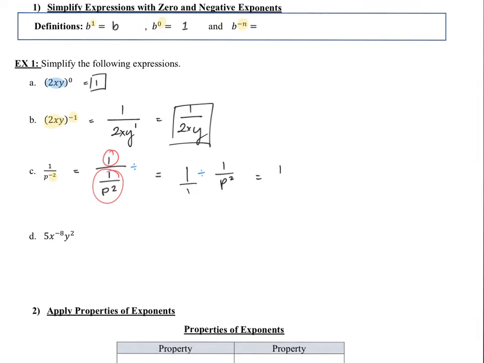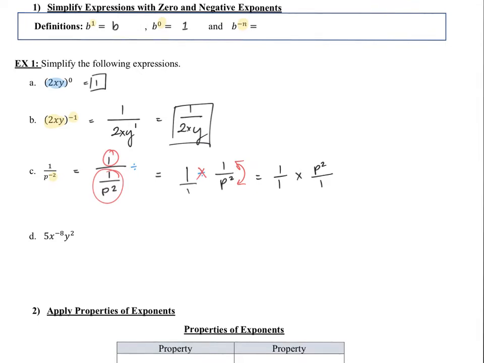Alright, so we have that fraction 1 over 1 divided by the half, or the 1 over p to the 2nd power. So to solve this, we're going to go ahead and change this to multiplication and take the reciprocal, as we always do with fractions.